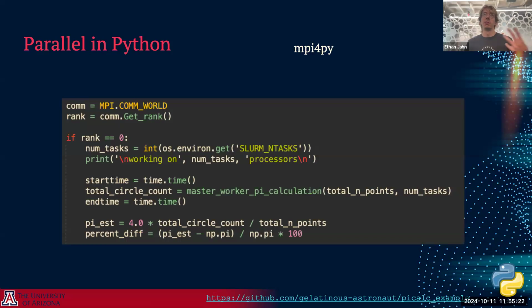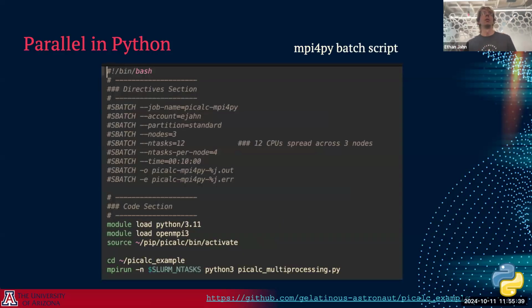And then again here, processor rank 0 gets called for the master worker pi calculation. And then we're passing it the number of tasks from Slurm. There's that main calculation. And here's our batch script. There are a few things that I want to point out here. Just in the batch directive section, we are requesting 3 nodes. We're requesting a total of 12 processors. And this line here, ntasks per node, isn't strictly necessary, but if we want to split the tasks evenly across the nodes, then this would be something that we should do.